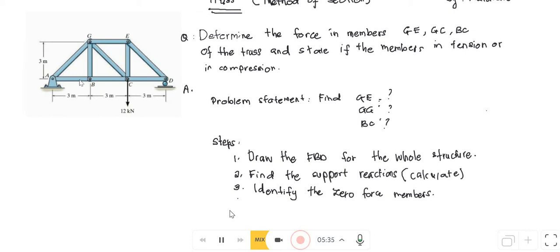because we're going to use method of section, we have to cut the selected member. Cut the selected member. In this case, you can see that the question clearly stated that we need to find the force in member GE, GC, and BC. So of course you have to cut member GE, member GC, and member BC. So we cut.